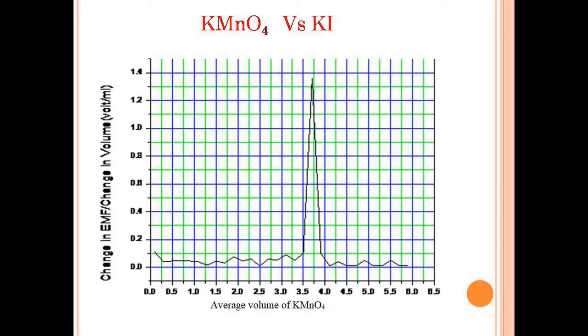From the derivative graph between average volume of KMnO4 and delta E divided by delta V, we observe a sharp peak in which the corresponding x-axis value is 3.7, from which we may easily calculate the strength of potassium iodide.